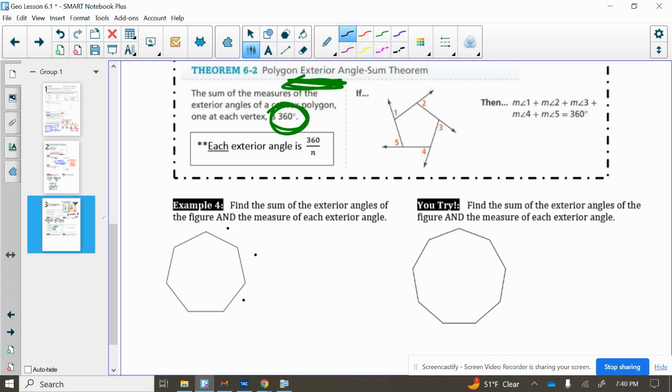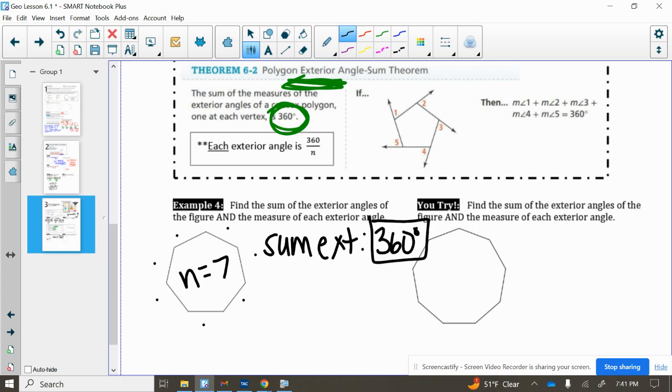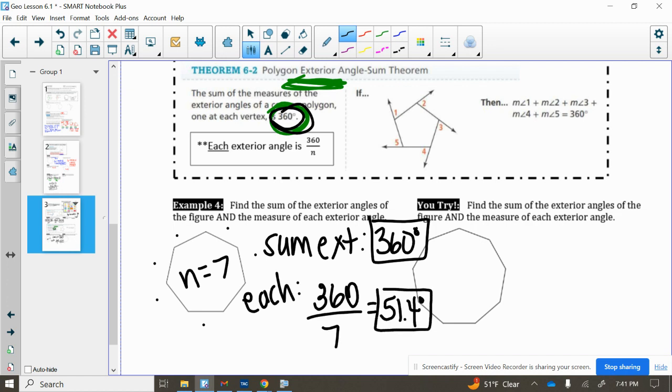So this has 1, 2, 3, 4, 5, 6, 7 sides. It's a heptagon. So the sum of the exterior angles, again, is always 360 degrees. Again, this goes for all of our exterior angles. And then to find each individual one, we would take that total and divide it by our number of sides. So 360 divided by 7, we'd have to round to 51.4 on this one.